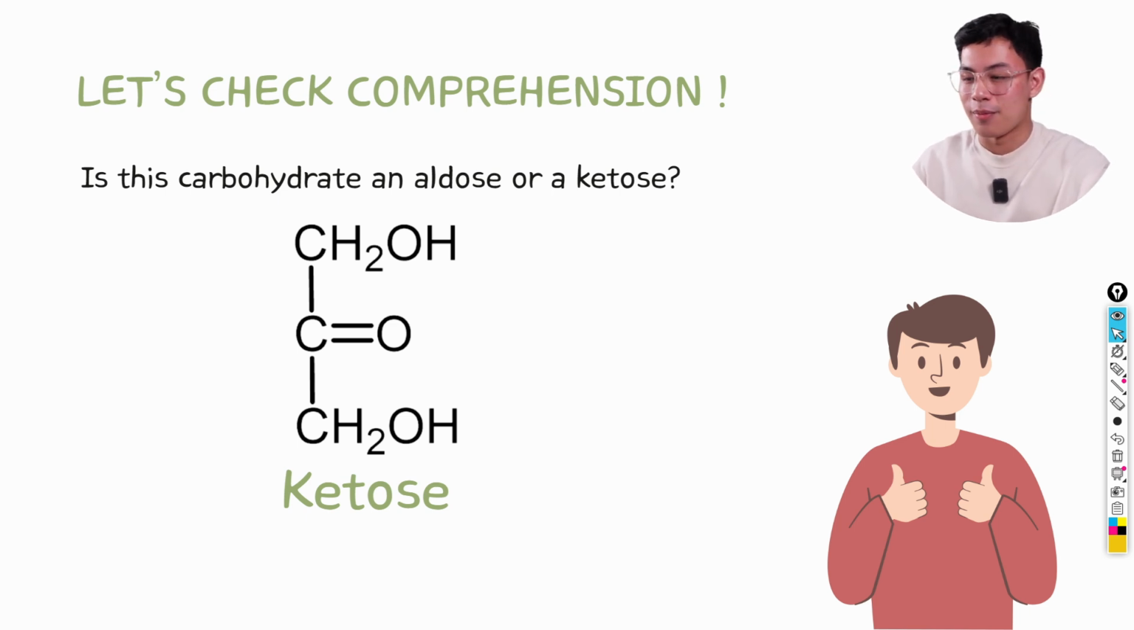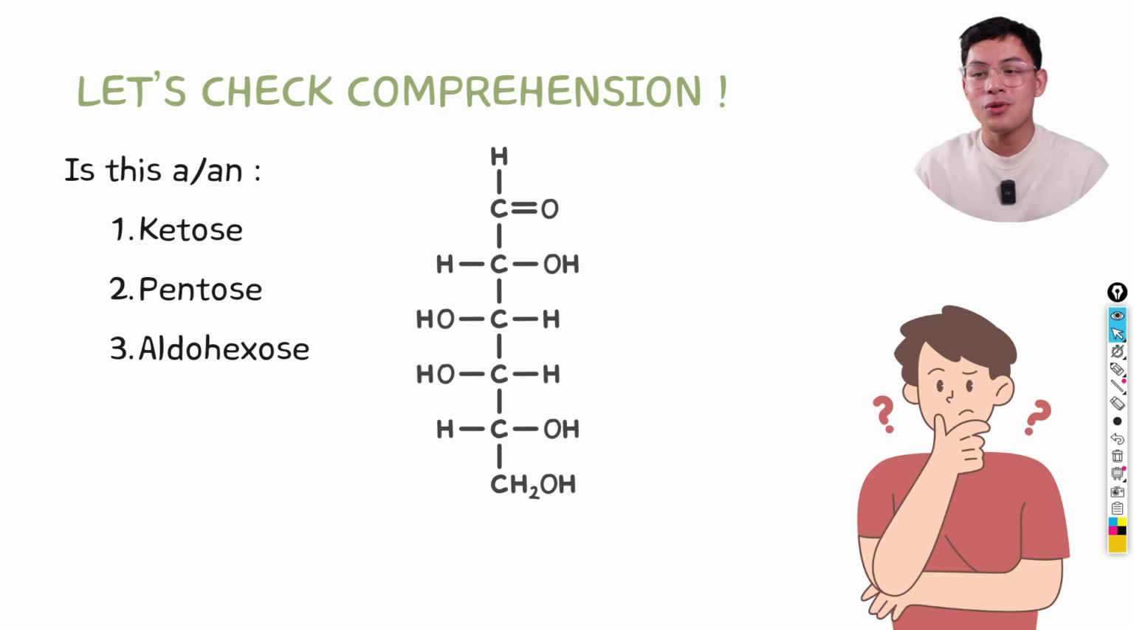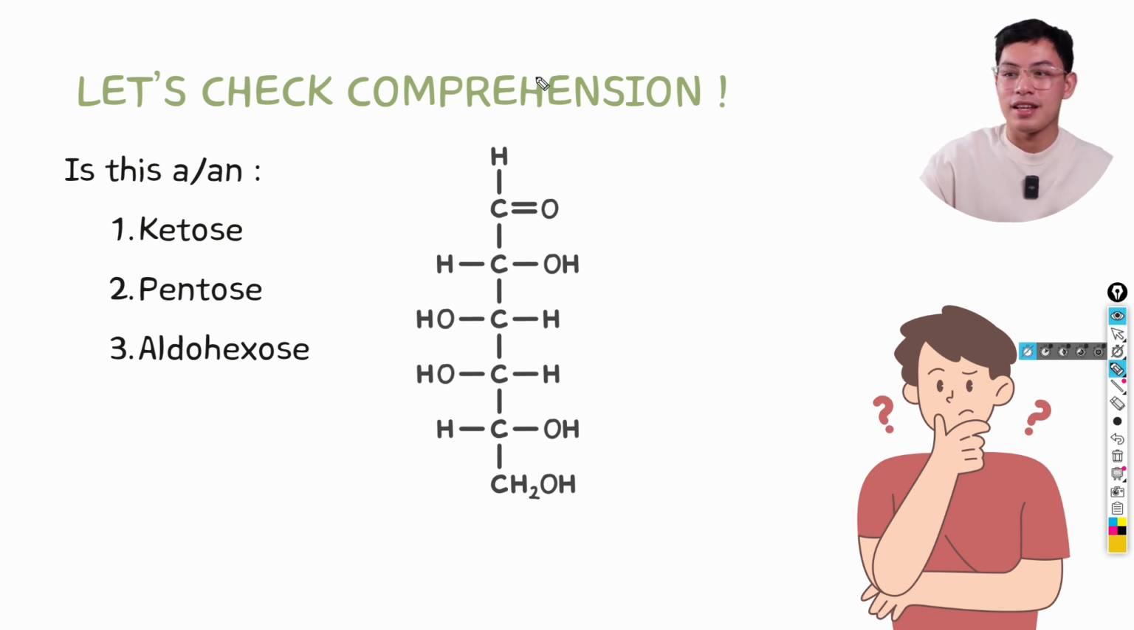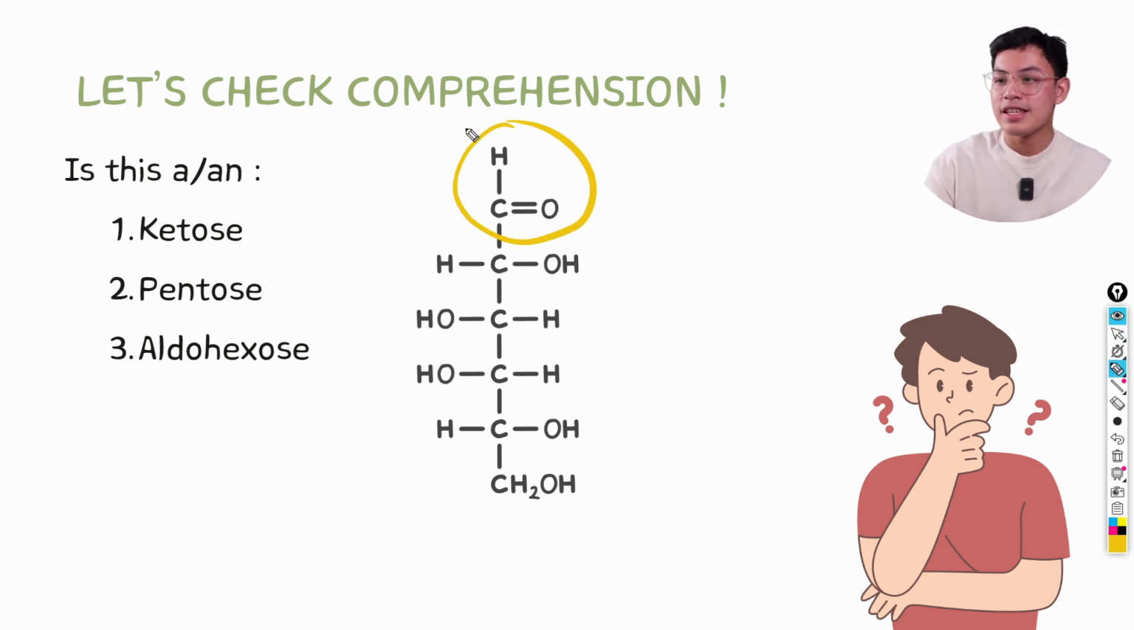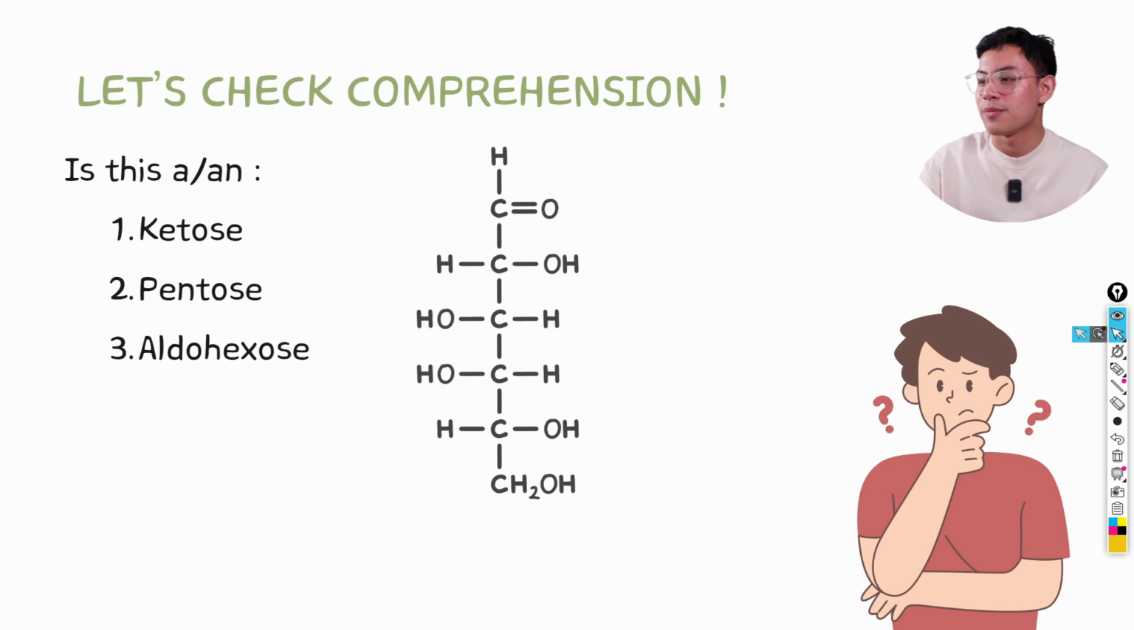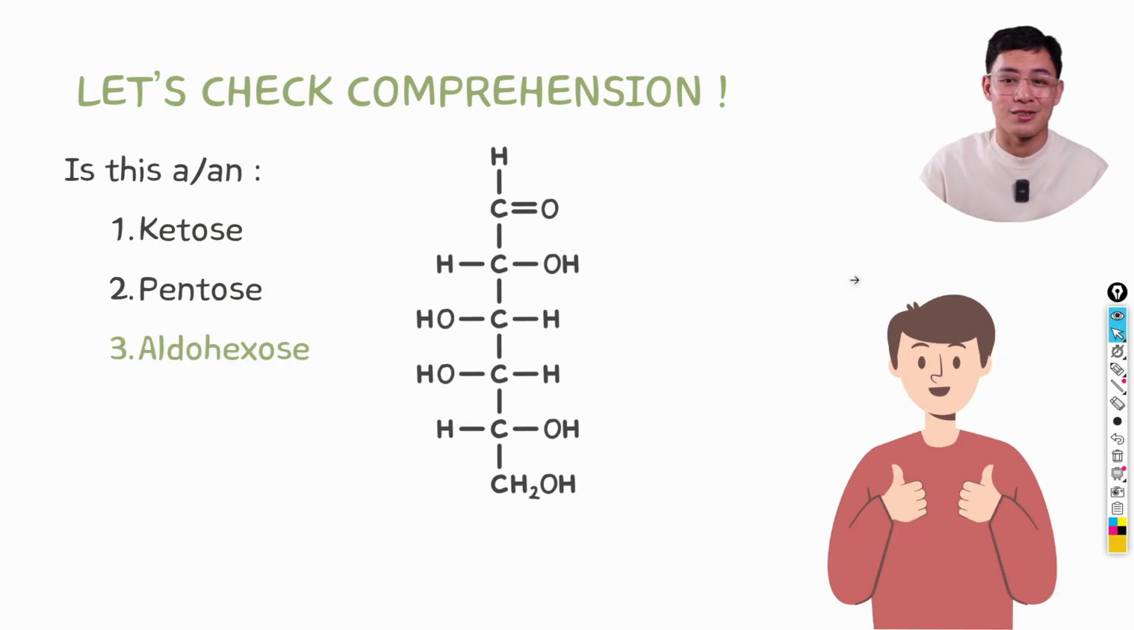Let's move on to the second number. Is this a ketose, a pentose, or an aldohexose? Well, to answer this question, let's eliminate some of the options. We can already see here the aldehyde functional group. Therefore, it can't be a ketose. And we can also count the number of carbons. Number 1, 2, 3, 4, 5, and 6. And therefore, it can't be a pentose. And so, the answer to this question must be aldohexose. Very good. Let's move on to the next number.